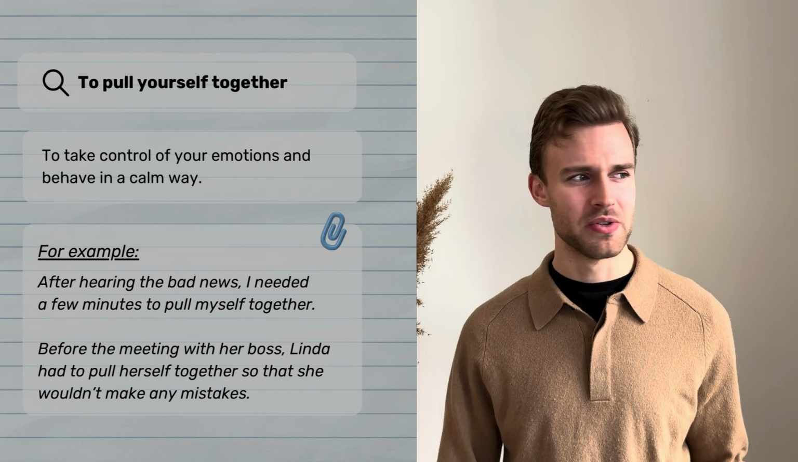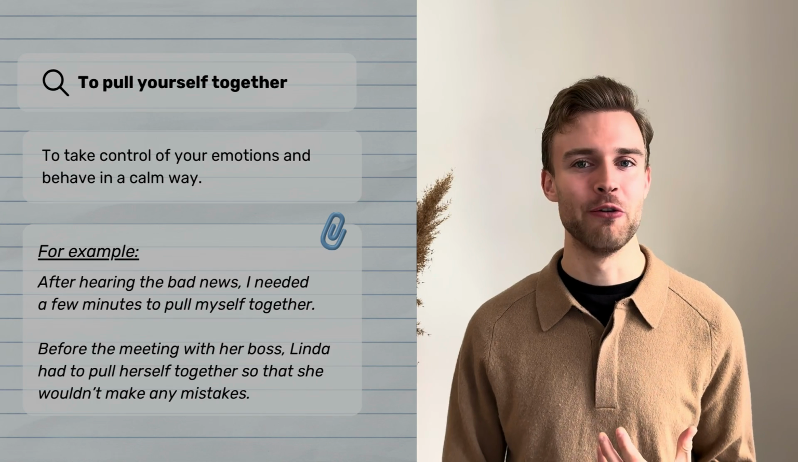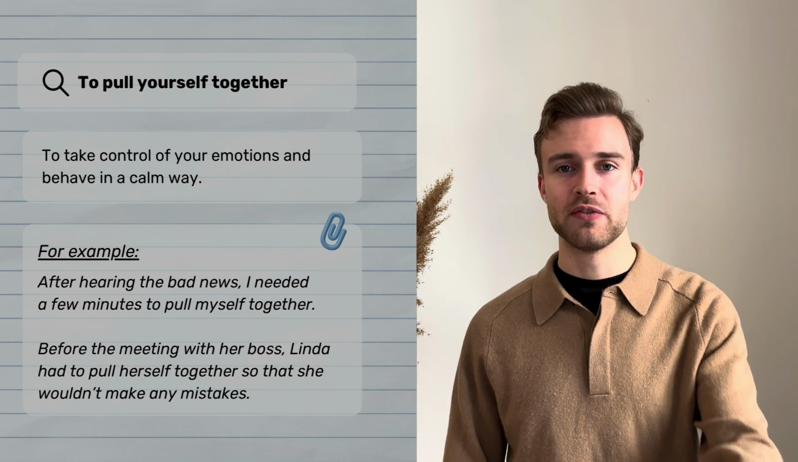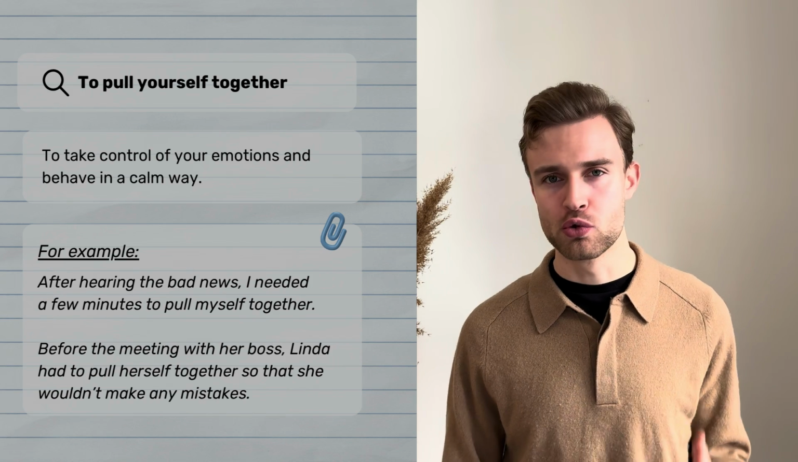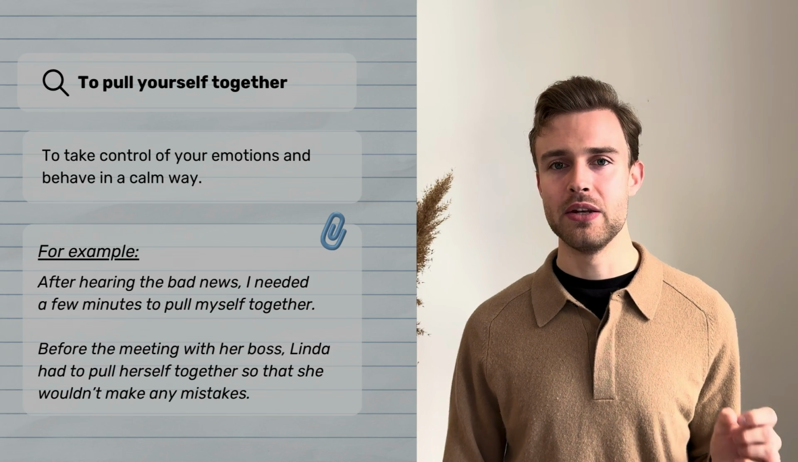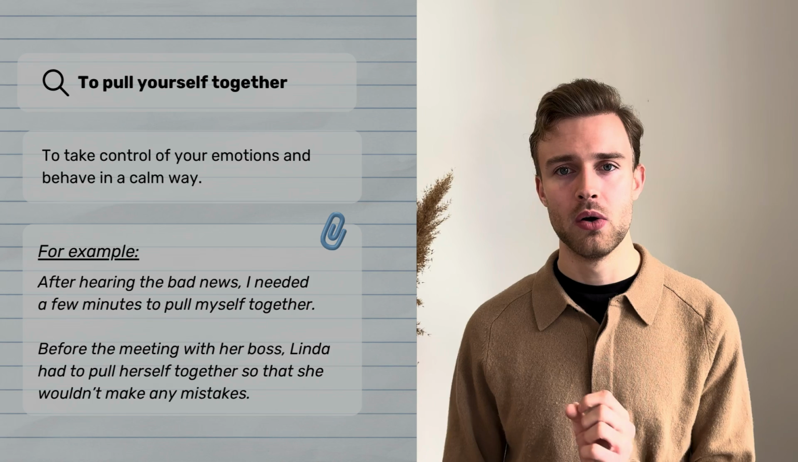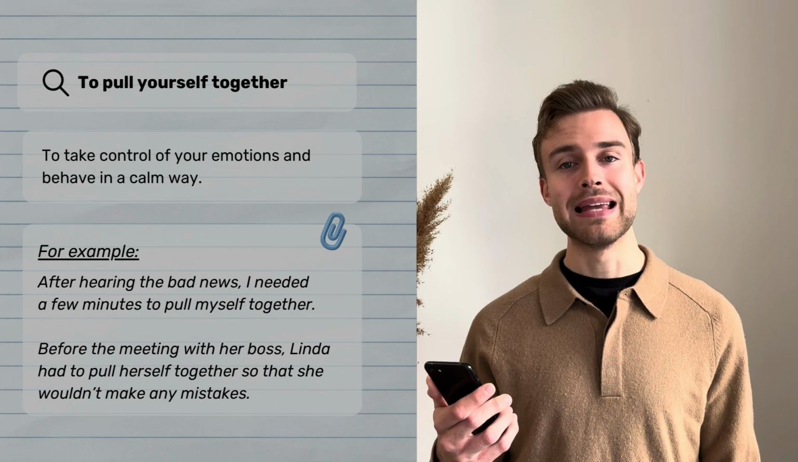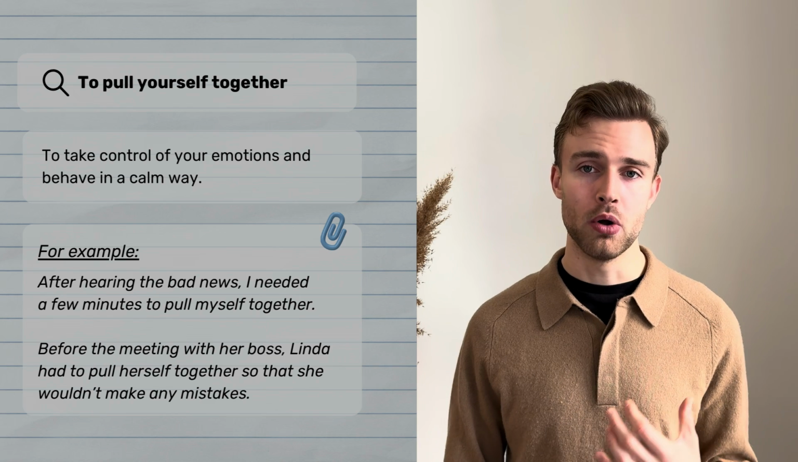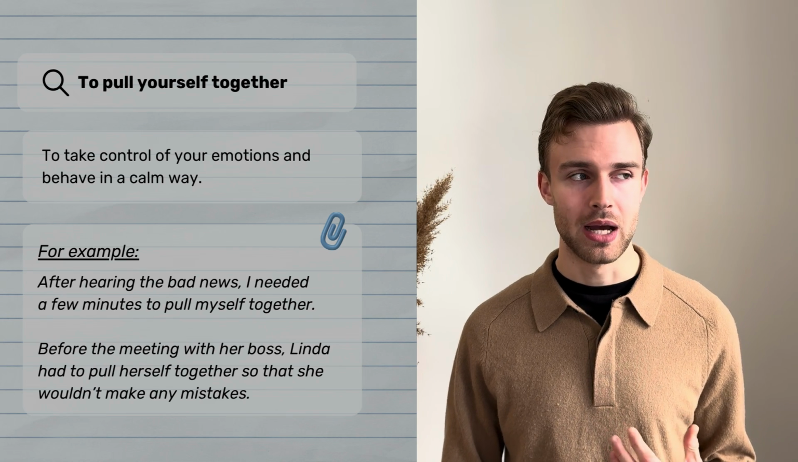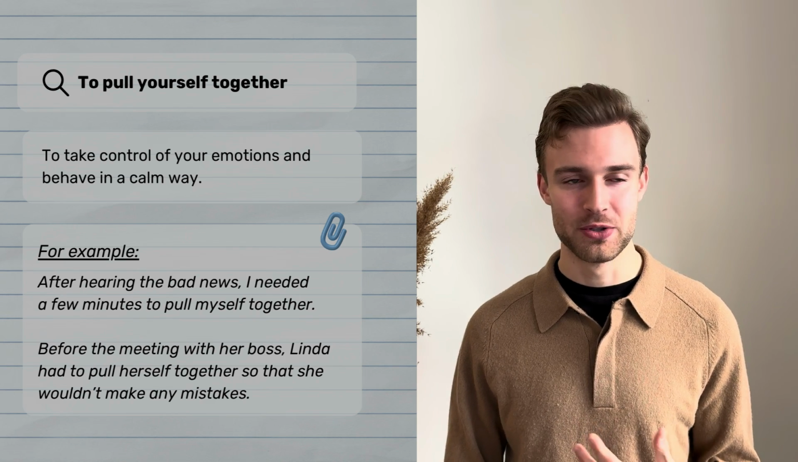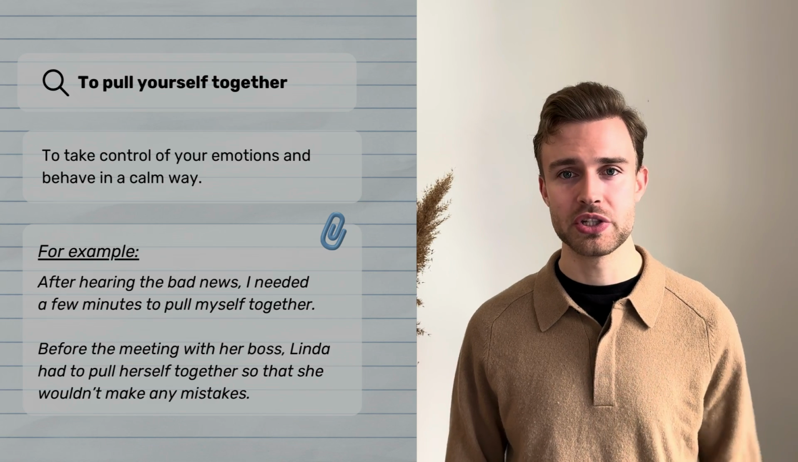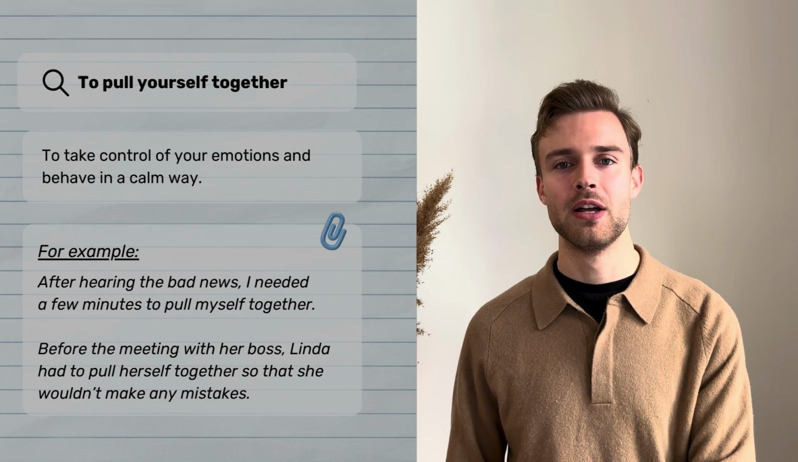What does it mean when you say, I'm going to pull myself together? When you pull yourself together, you take control of your emotions and you behave in a calm way. For example, after hearing the bad news, I needed a few minutes to pull myself together. I needed a few minutes to calm down, to take control of my emotions, to pull myself together.